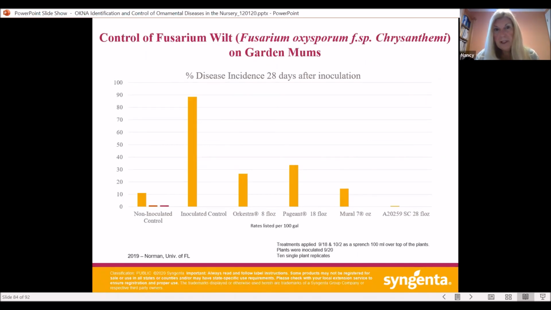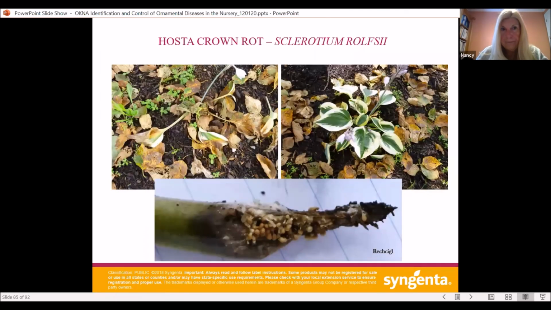In our trials last year, we looked at garden mums, and you can see here the 7-11 group providing some good suppression. Here MURAL is working really well, and our new fungicide that's coming out next spring has some really awesome protection. So we look forward to getting that in the rotation.